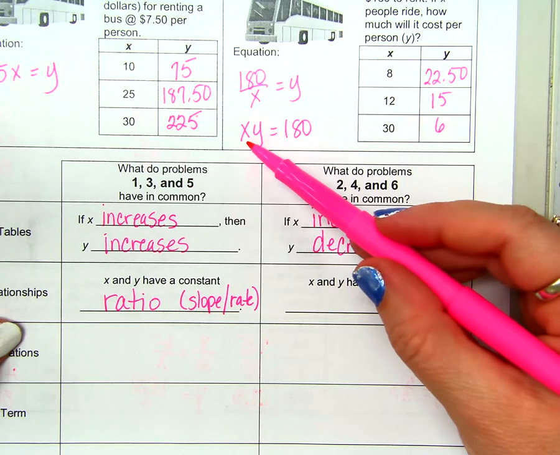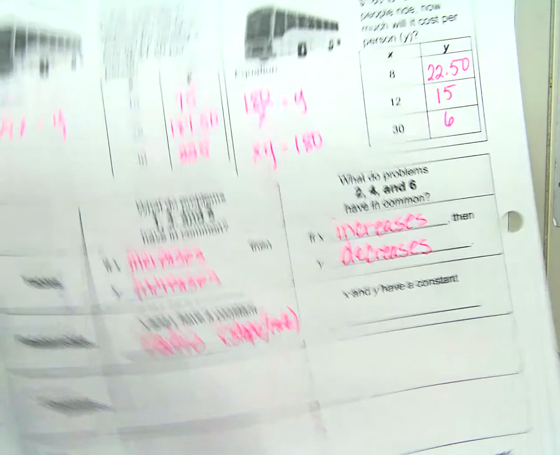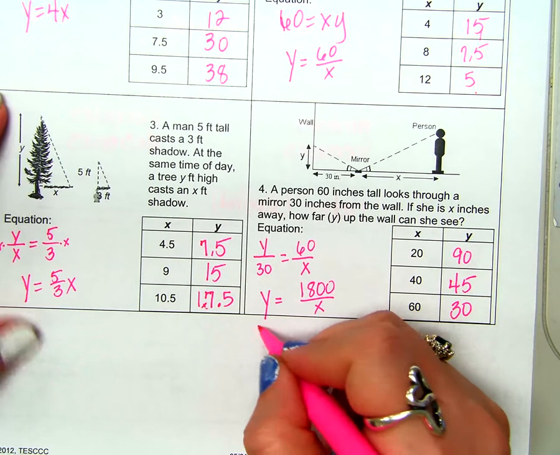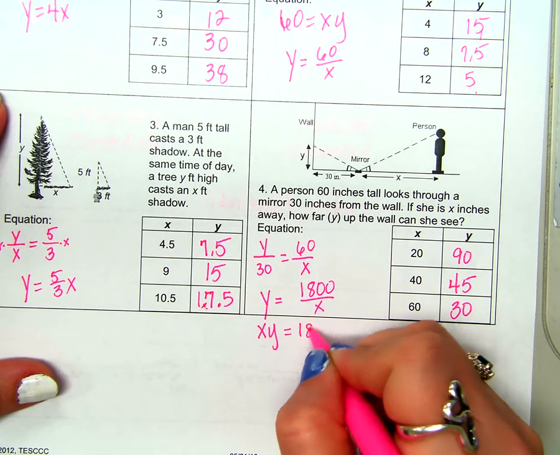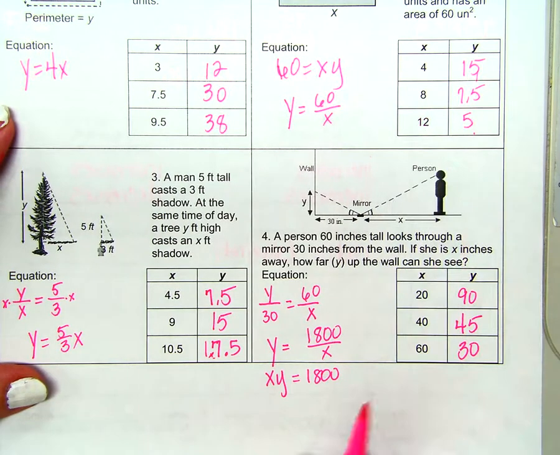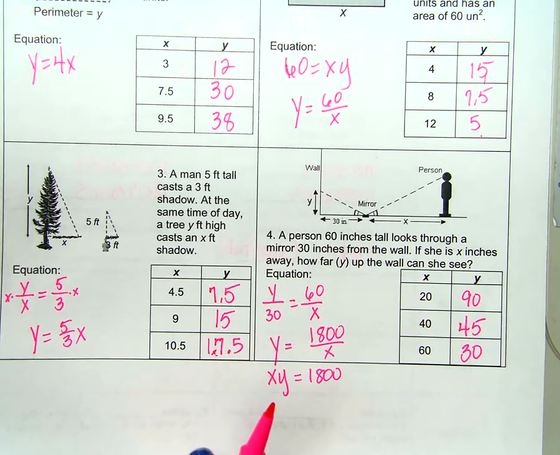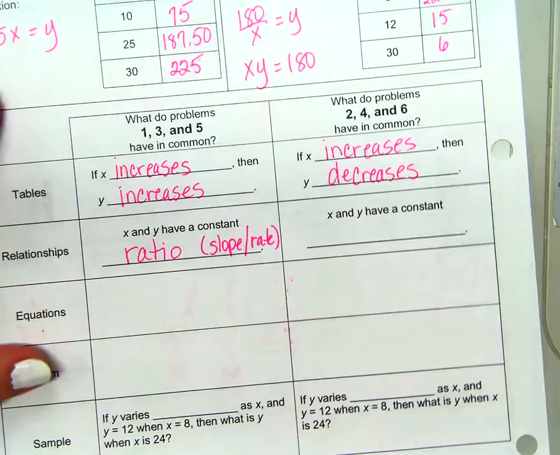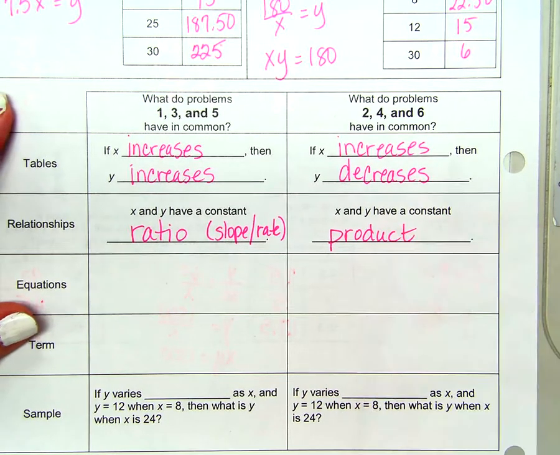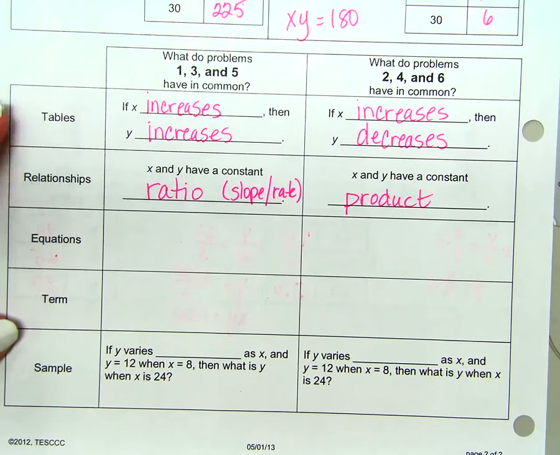Look how we have this written. xy equals 180. I could write this xy equals 1800, couldn't I? xy equals 60. What do they have in common? It is a common product. Excellent.